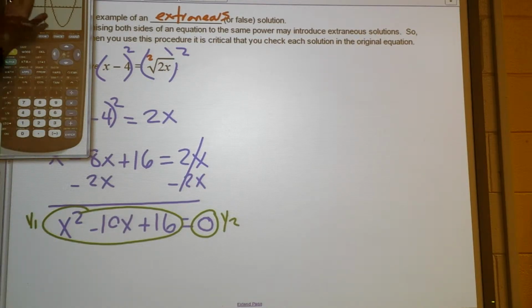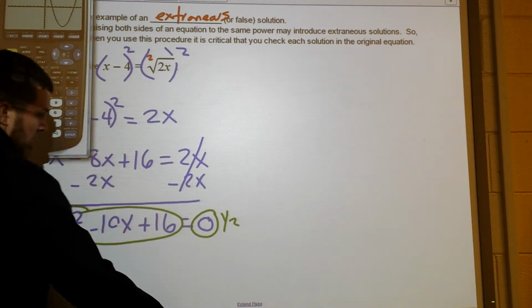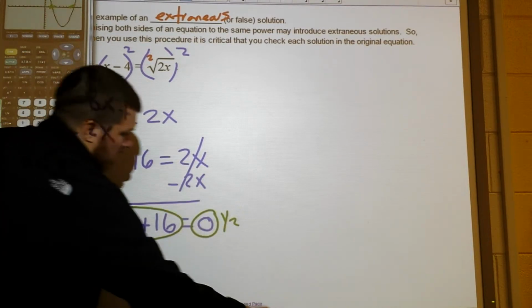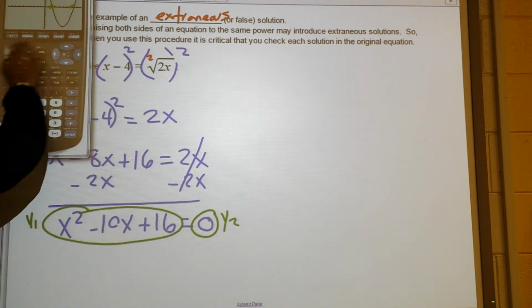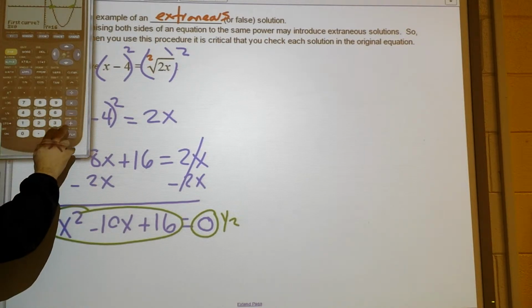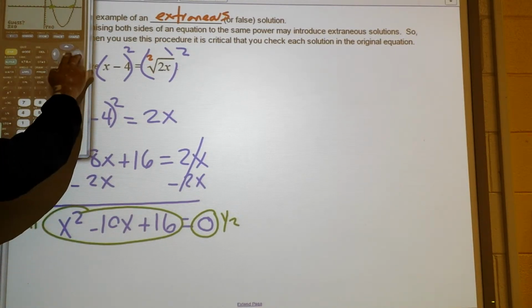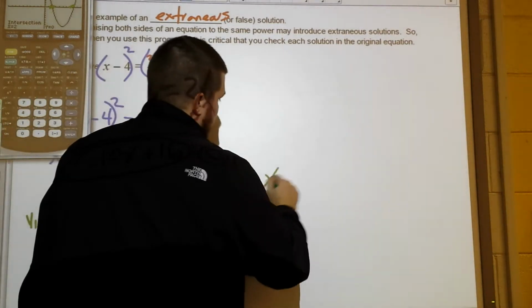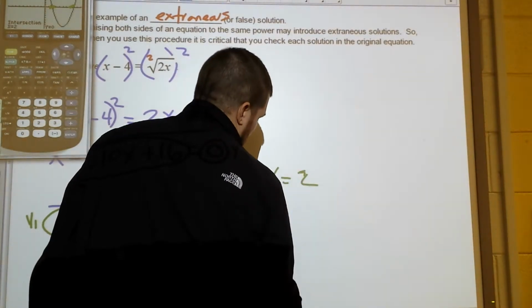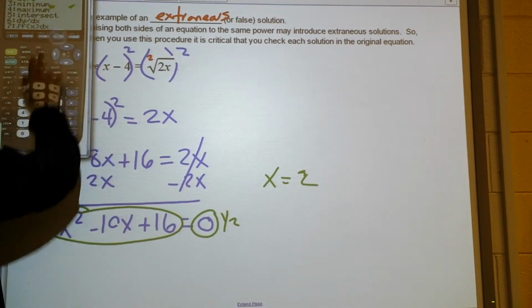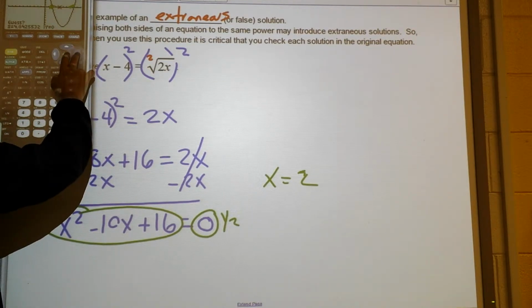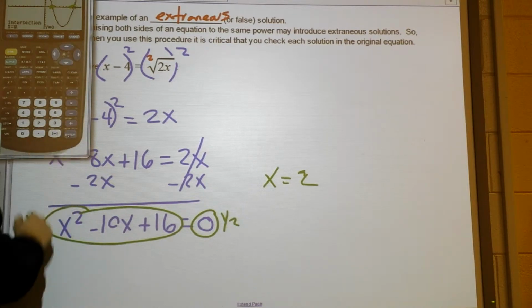Well, I'm looking for where the curve touches y equals 0, which is just your x-axis. So I have what looks like maybe two answers, here and here. Okay, where y equals 0. So second calc, option 5 for intersection, first curve enter, second curve enter, and guess. My first answer that's a possibility is x equals 2. My second answer, second calc, option 5, first curve enter, second curve enter, guess, is x equals 8.